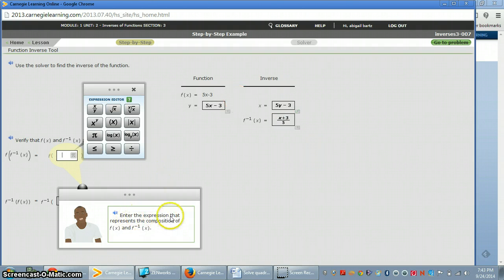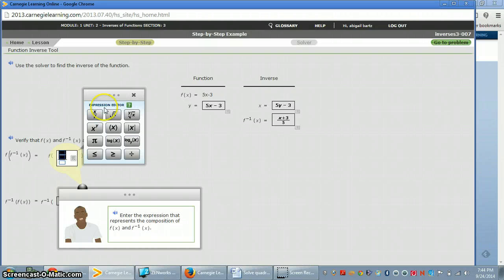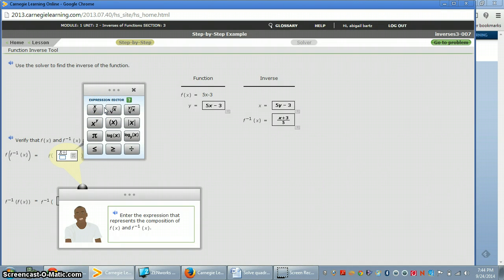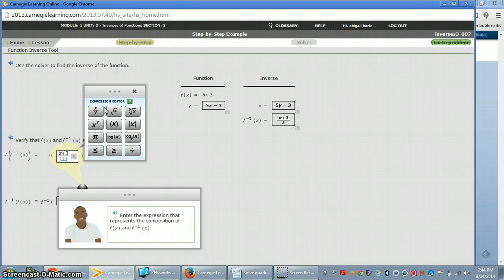So now it's saying enter the expression that represents the composition of f of x and the inverse of f of x. So here what you're noticing is the f refers to the original function. This with the little -1 refers to the inverse function. So we're substituting in place of the inverse function. We're just going to substitute in this expression that we just found. So we're literally taking what we just did and substituting it into a different equation.